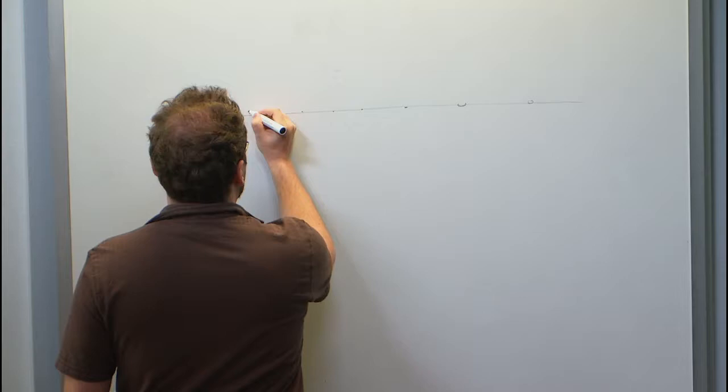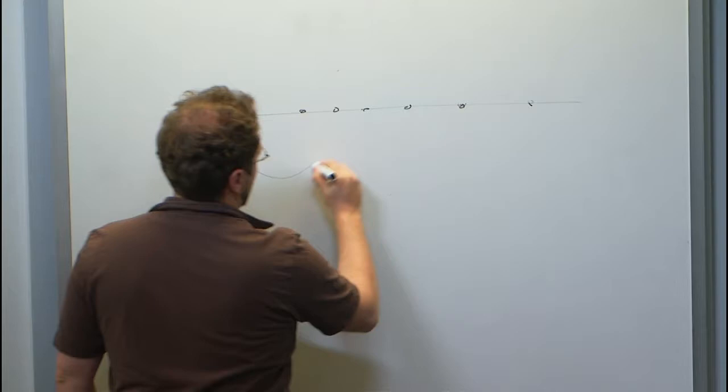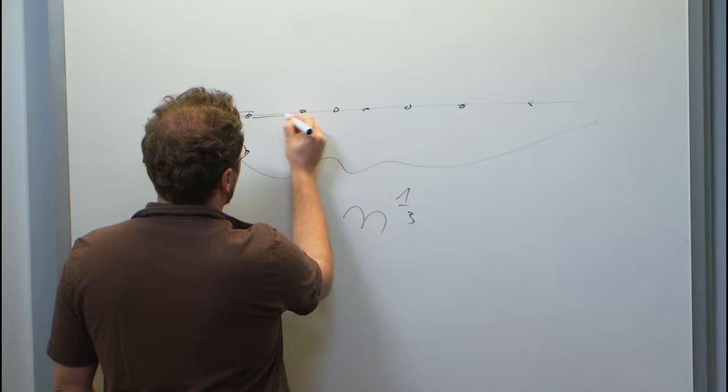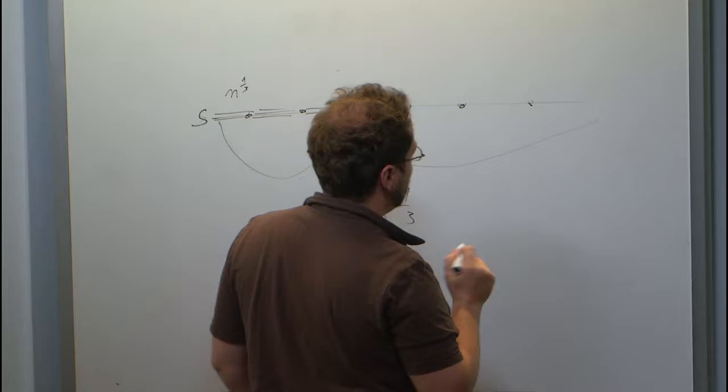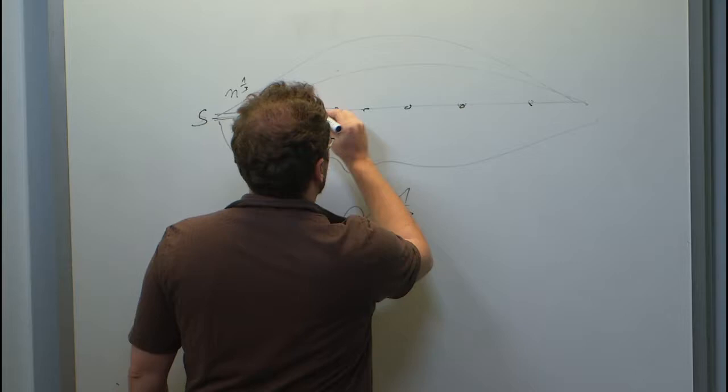Let's try. It's not the best algorithm. So we have a path of roughly length n to the 1/3, and then this is a path that has parallel edges, so there are n to the 1/3 edges in parallel. And now what you do, you have to put some shortcutting edges. So essentially you put shortcutting edges as such.